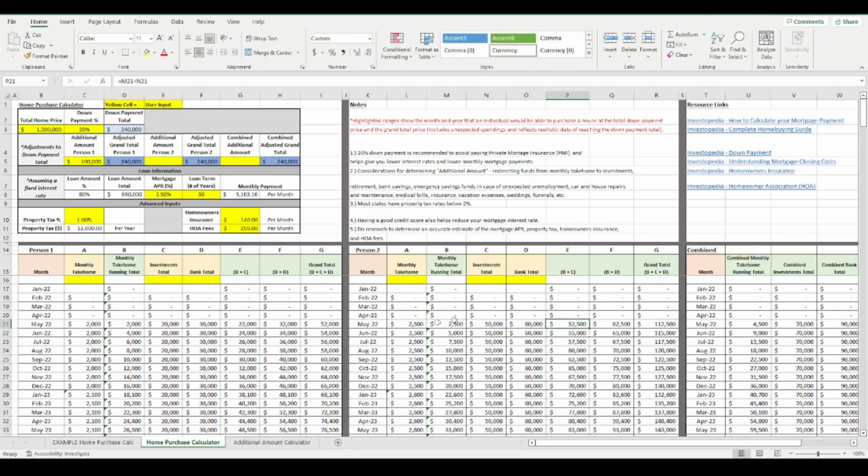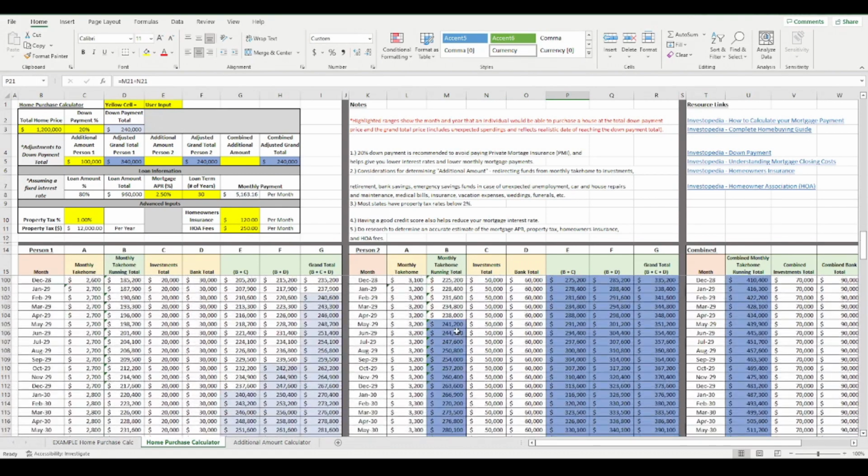The down payment date shown as we scroll down is May of 2029, which is a period of 7 years. Therefore, input the additional amount based on person 2's unexpected spendings throughout the next 7 years on the top left of the spreadsheet. We will assume $50,000 for person 2's additional amount.